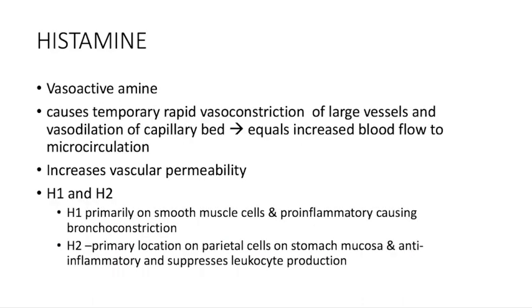All right, histamine is the vasoactive amine, and it's very important. It causes that rapid vasoconstriction of the large vessels, vasodilation of that capillary bed, which basically gets that increased blood flow to the microcirculation. Results in increased vascular permeability. We have H1 and H2 receptors. H1 is primarily on smooth muscle and is pro-inflammatory and causes also bronchoconstriction. H2 is primarily located in the parietal cells in the stomach and is anti-inflammatory and suppresses leukocyte production. So they actually kind of are involved on the anti-inflammatory side as well.